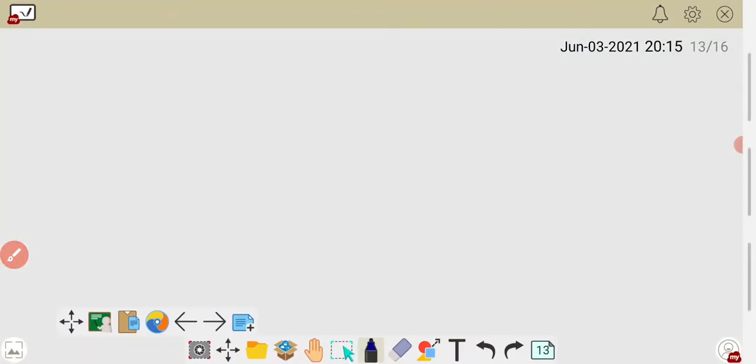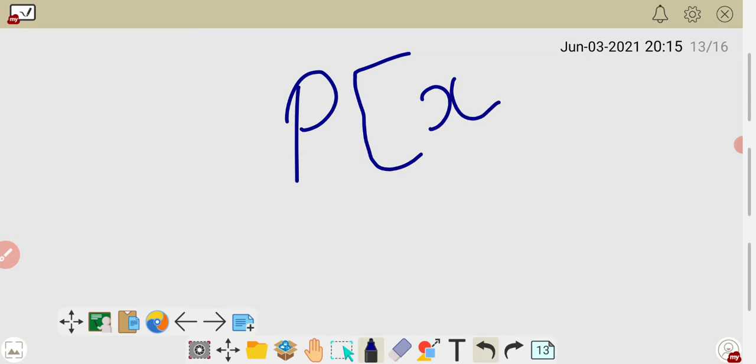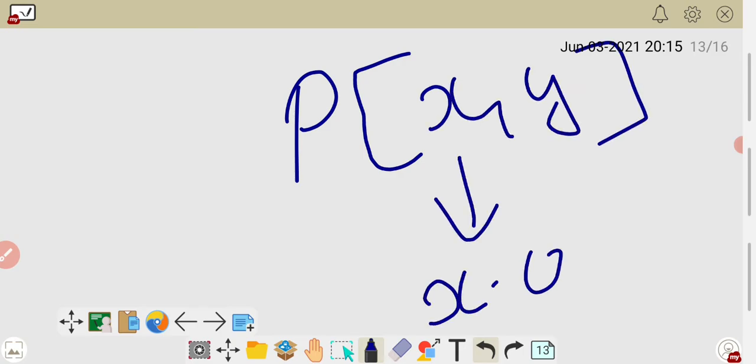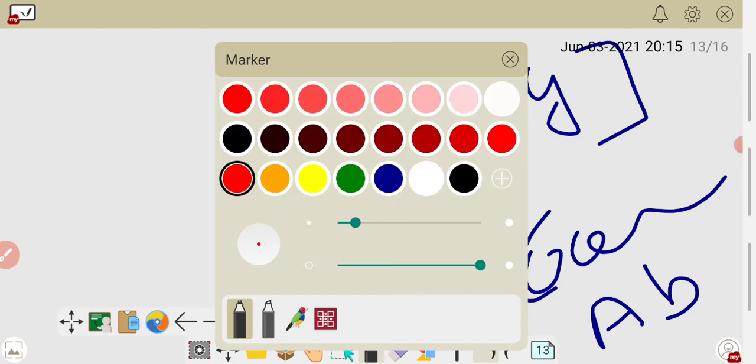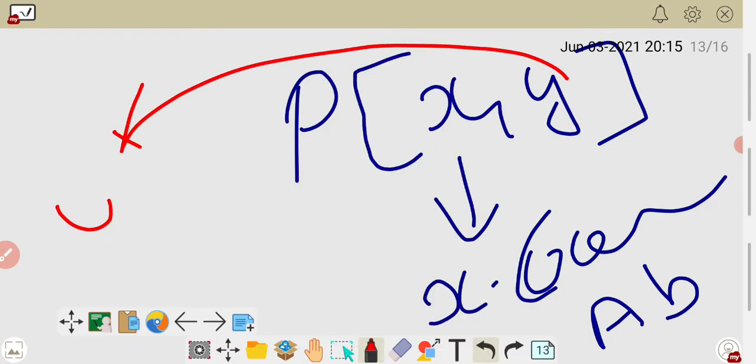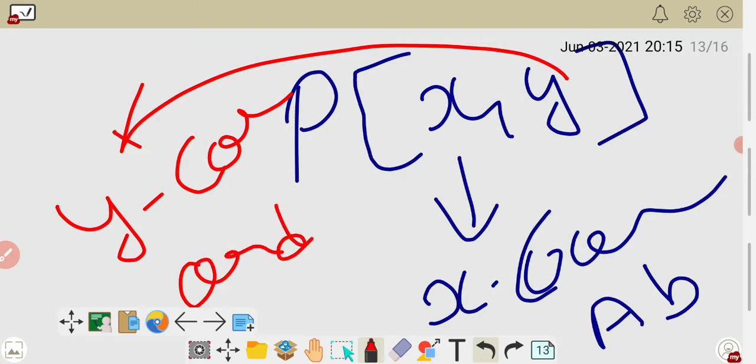Now just see here. You have any point P (x, y). So this x is known as what? X coordinate, or you can say it is known as abscissa. And that y is known as what? Y coordinate, or you can say ordinate. Okay.